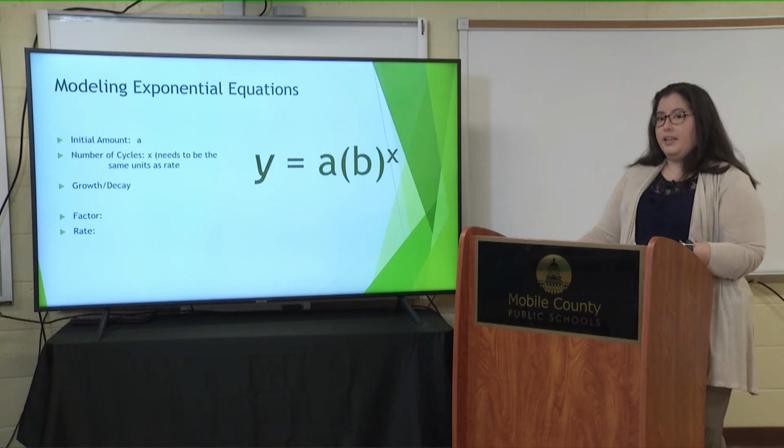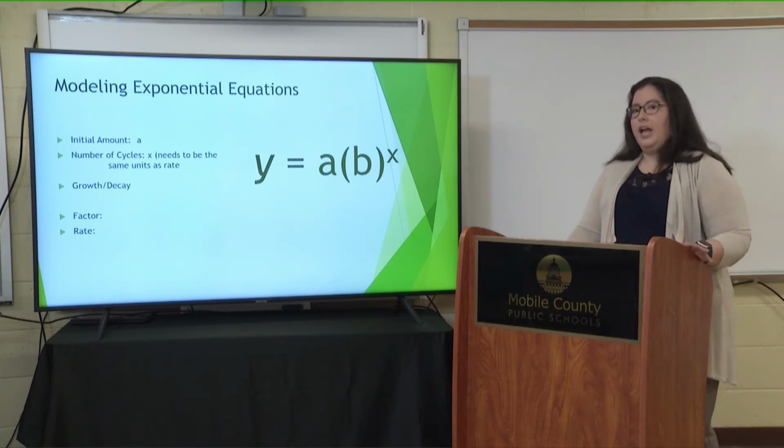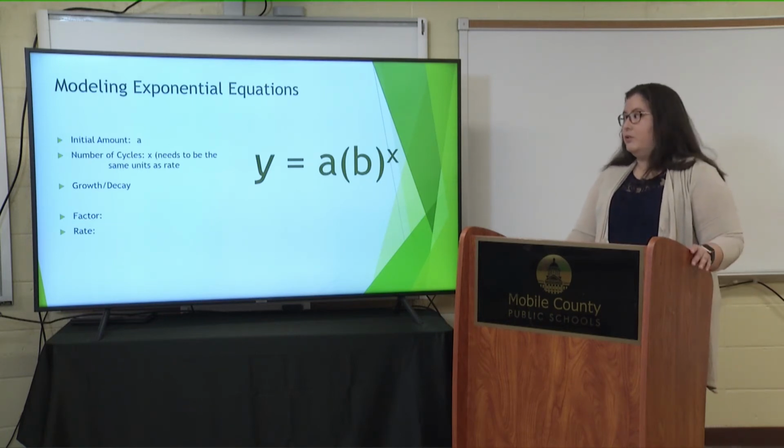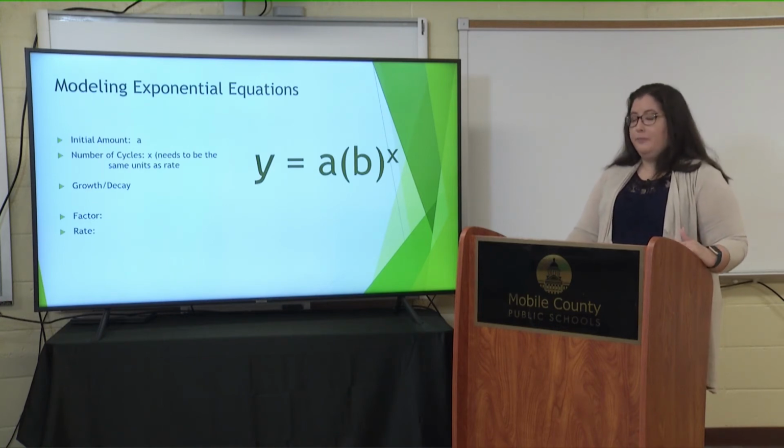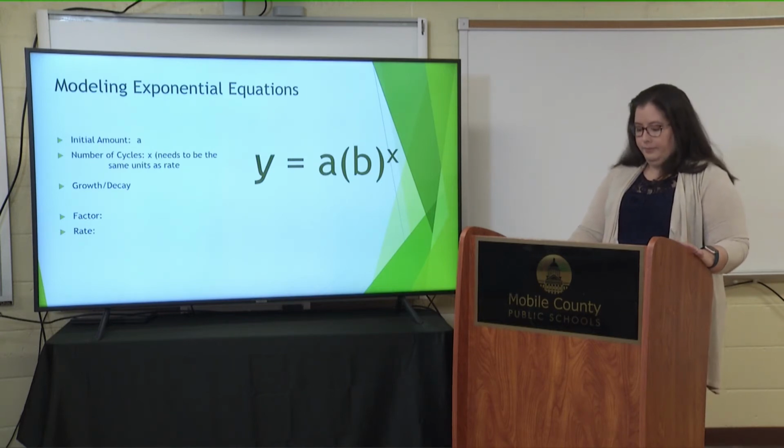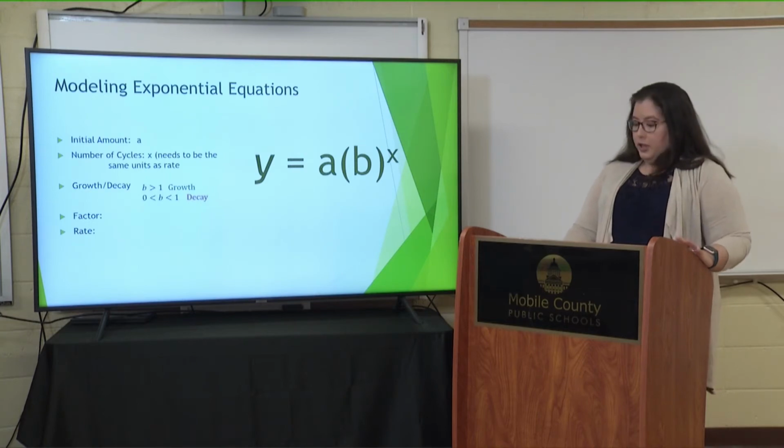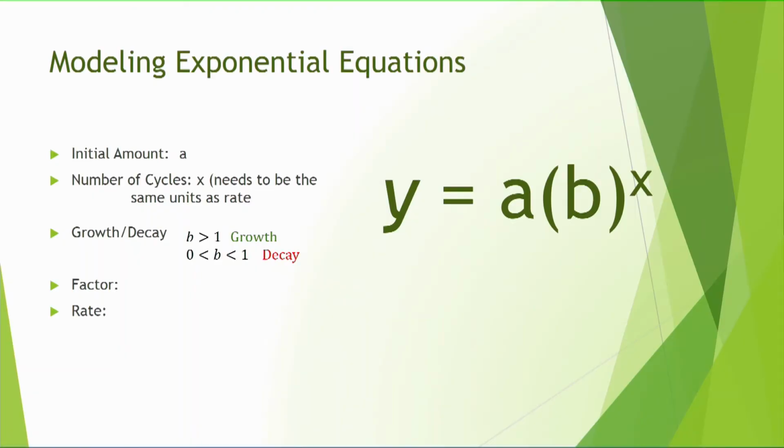So whatever our rate is in, that needs to be how you calculate the number of cycles. So if it's per year, you need to put how many years. If it's per day, you put how many days. Right? And then we need to know if it's growth or decay. So remember, b will be greater than 1 for growth and between 0 and 1 for decay. So b is not going to be negative, and it's not going to be 0, and it's not going to be 1. So just make sure that those are not going to be your b's.